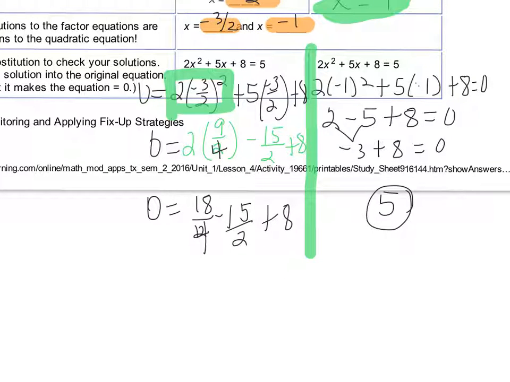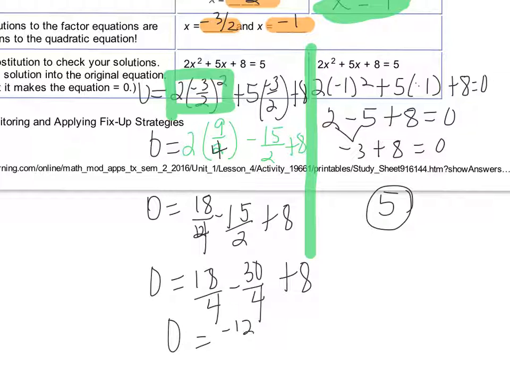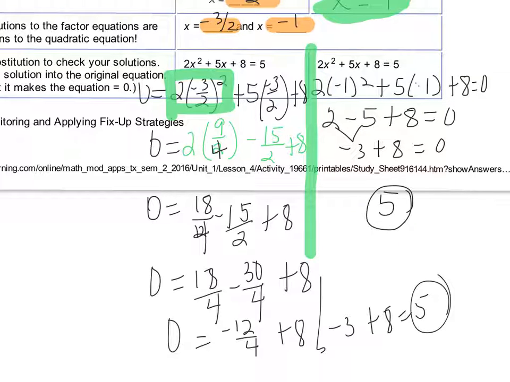Okay, so 0 would equal 18 over 4 minus 30 over 4, because we had to have a common denominator, plus 8. So 0 is going to be negative 12 over 4 plus 8. So it's going to equal negative 3 plus 8, which is the same 5. And since those two numbers match up here, we know we got the right answer, where they both equal 5.